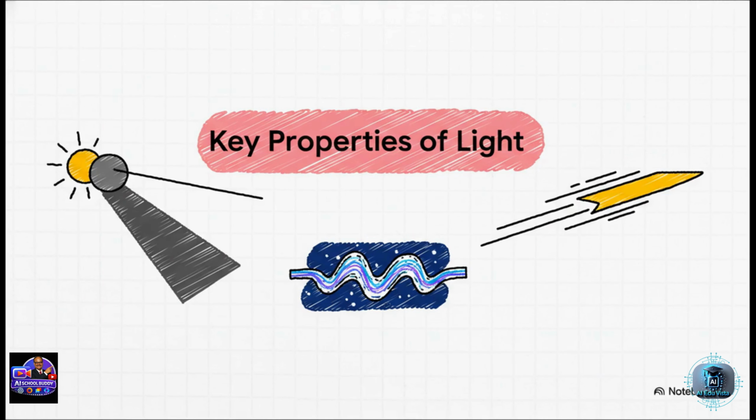And light has some pretty wild properties. It always travels in a perfectly straight line, which is why things cast shadows. It's also an electromagnetic wave, meaning it can zip right through the empty vacuum of space. But the most mind-blowing part? Its speed. It travels at 300 million meters per second. That's literally the fastest anything can go in the universe.